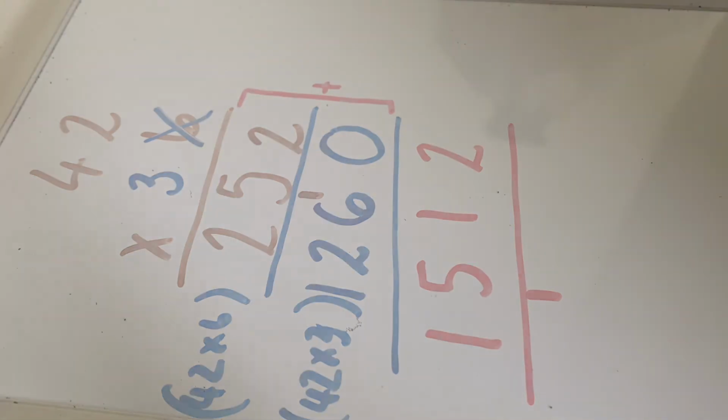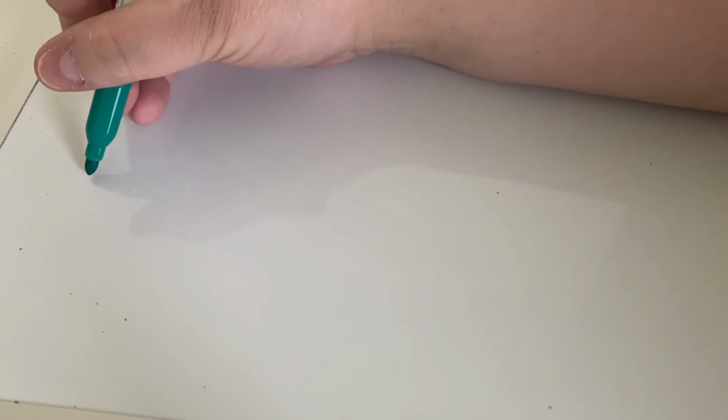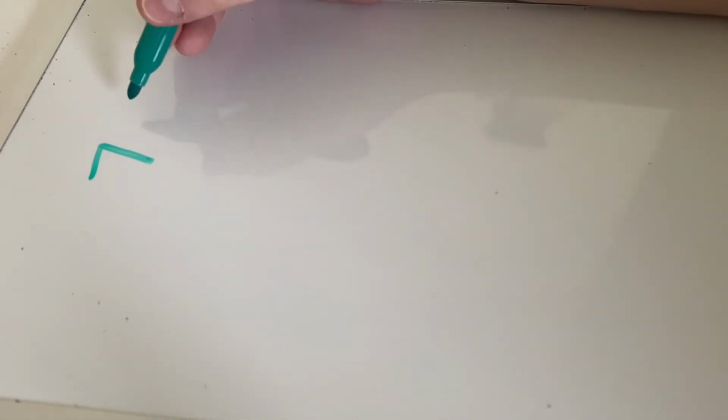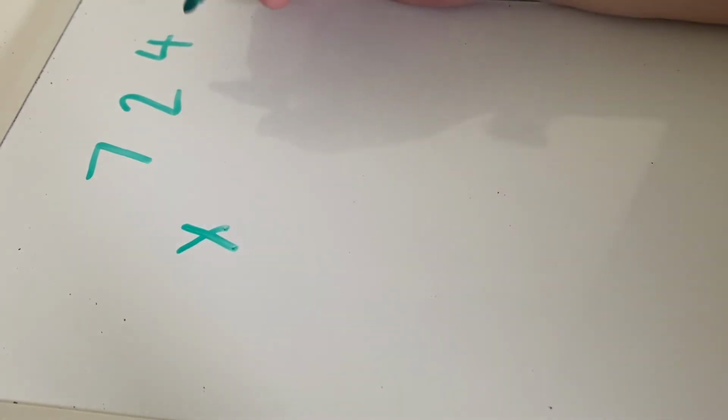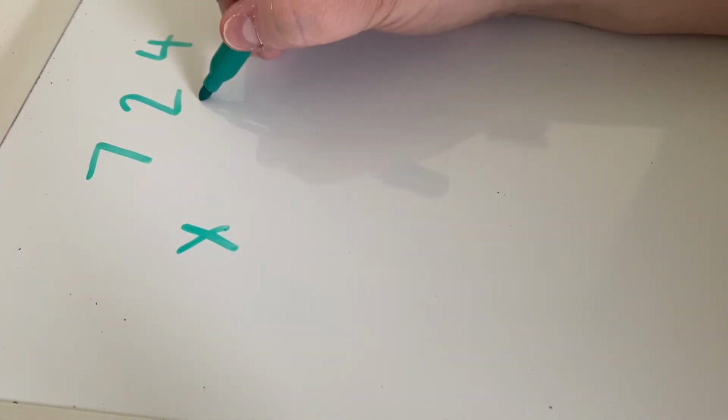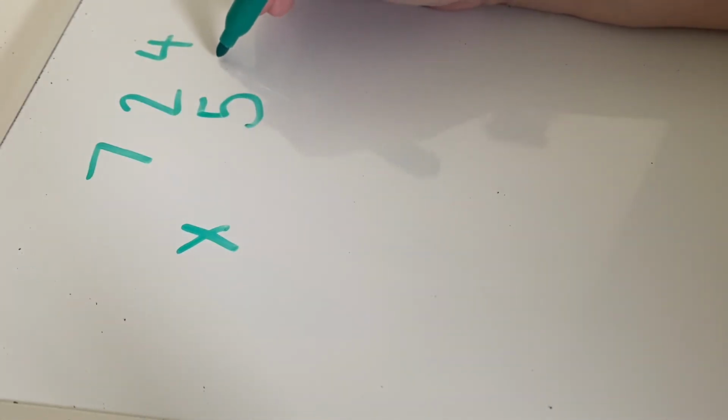1,512. We are going to do one more example of the same sum, apart from we'll maybe do 3 digits times 2 digits, just to show you the steps again. So we'll get our sum, 724 times, let's do 53.